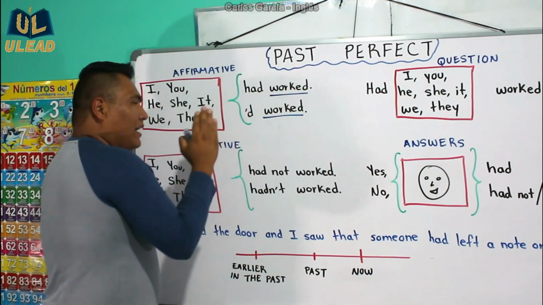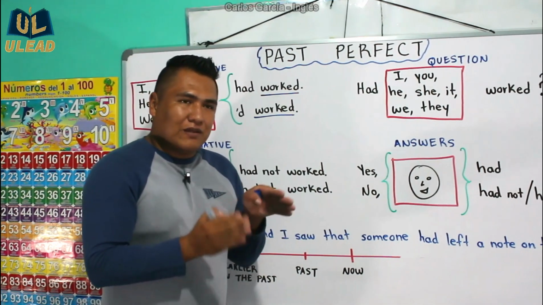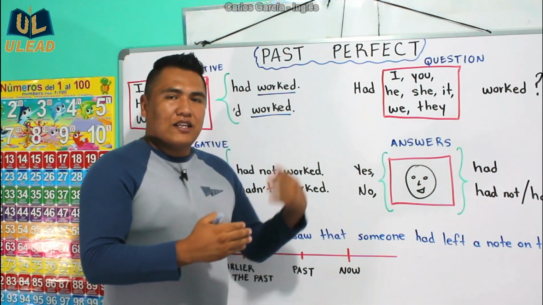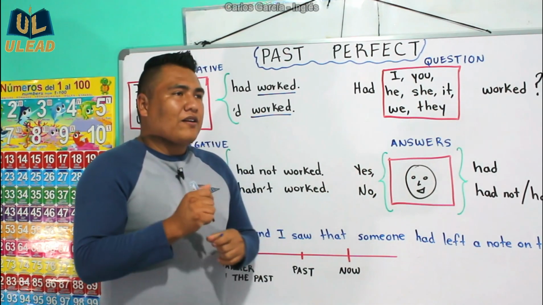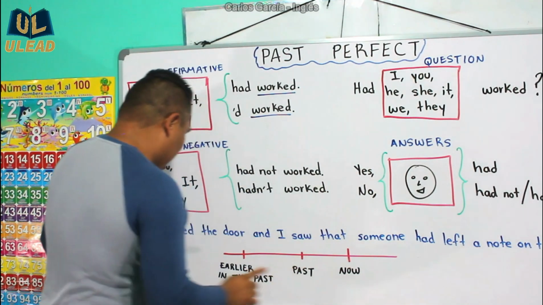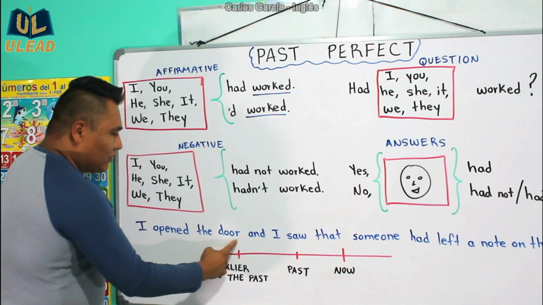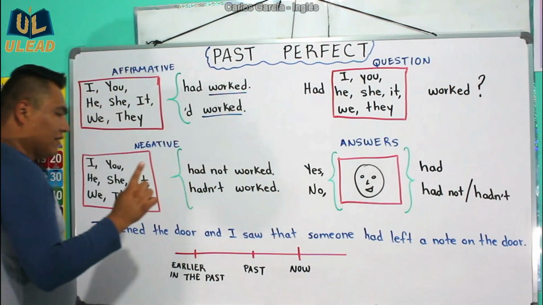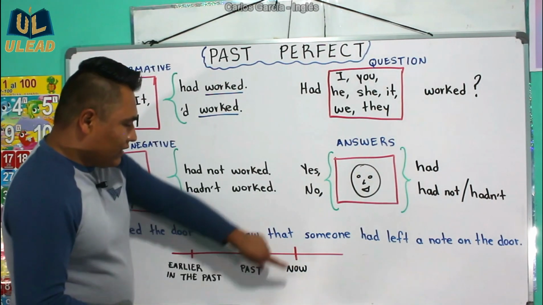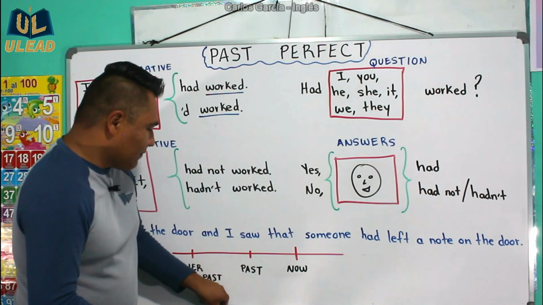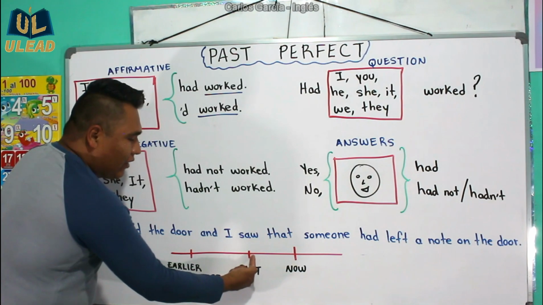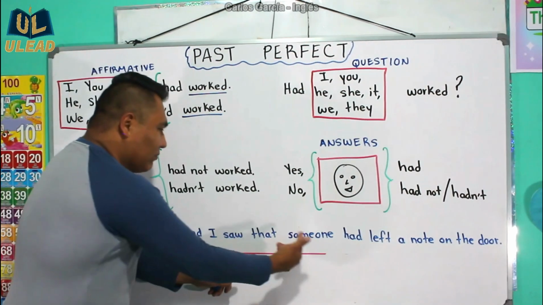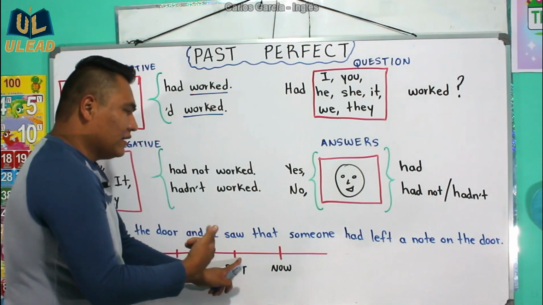Now, we use the past perfect to talk about something that happened earlier than something else, okay? Let's say an earlier event, okay? For example, I put an example here. I opened the door and I saw that someone had left a note on the door, okay? So, this is the present now, okay? The past. I opened the door. I opened the door and I saw that someone had left a note on the door.